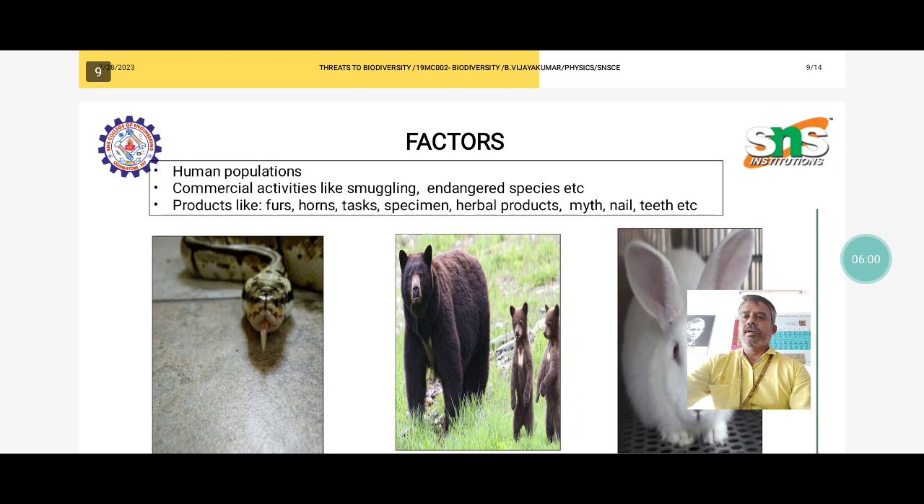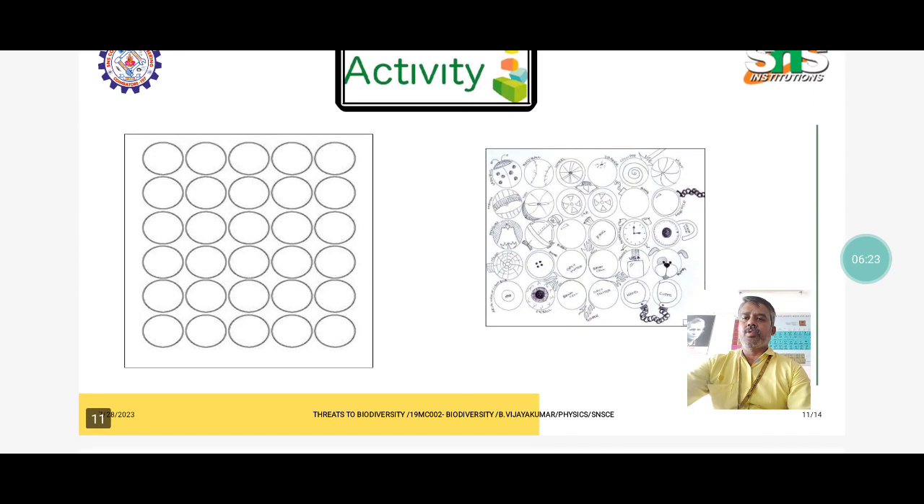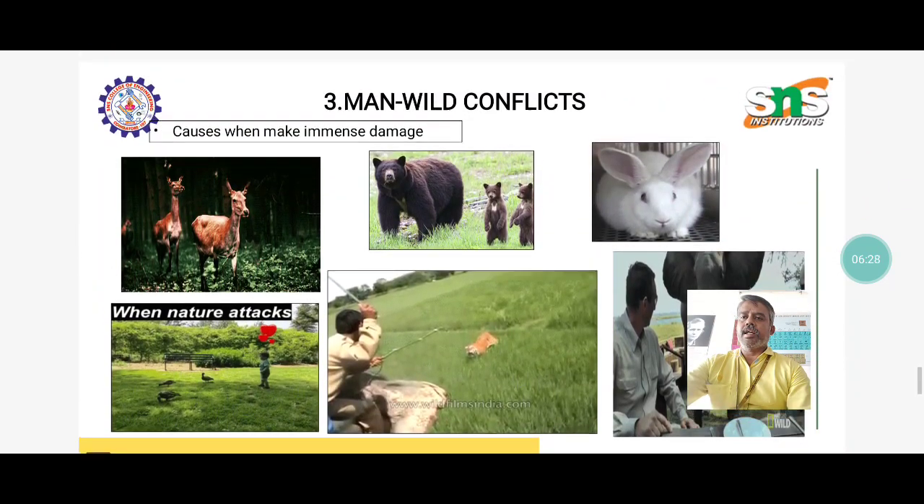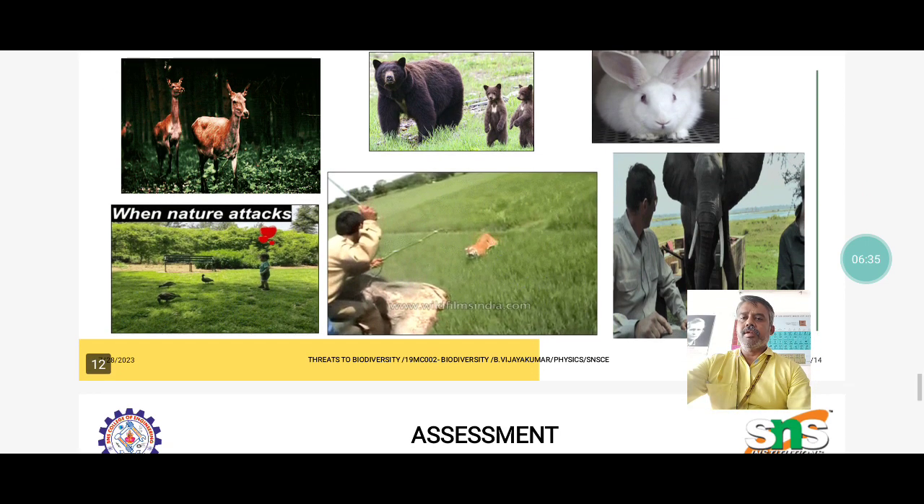These are the factors that lead to poaching: human population, commercial activity like smuggling, and endangered species, etc. Then products like furs, horns, tusks, specimens, herbal products, meat, etc. We give students an activity to identify these; it is a fun activity. The third category is man-wildlife conflict, whose causes make immense damages. This all causes immense damage.